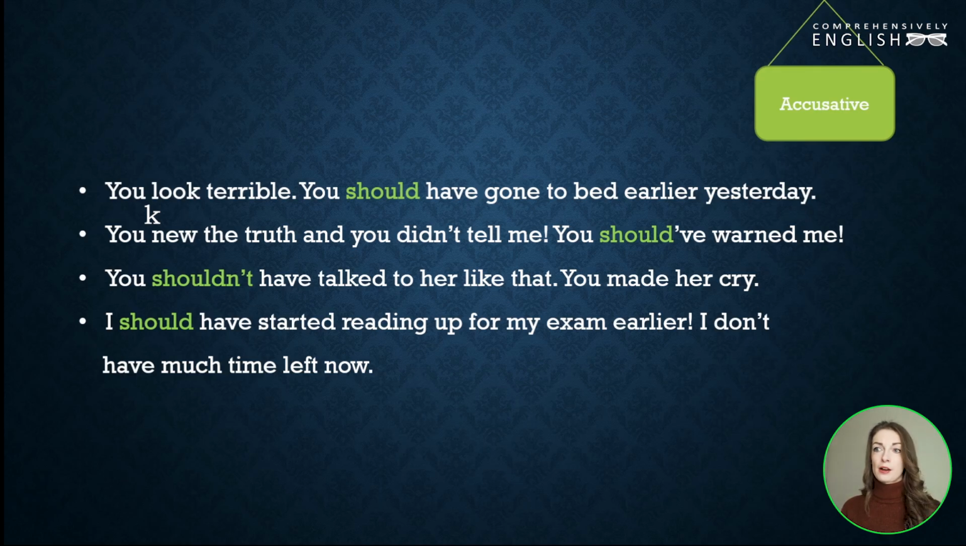You shouldn't have talked to her like that. Here, the accusation is about something which was done but led to a bad result. Yeah, we regret it, and that's why we accuse this person of doing something that was a bad thing to do. And the last one is a self-reproach. Yeah, I should have started reading up for my exam. I regret that I didn't.